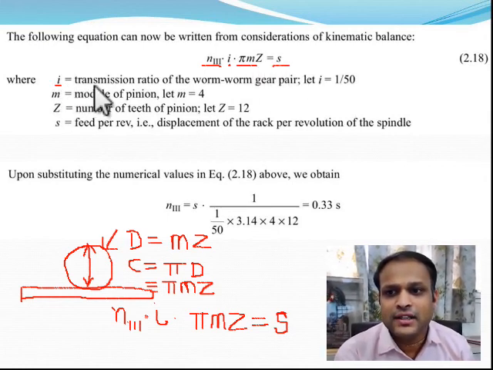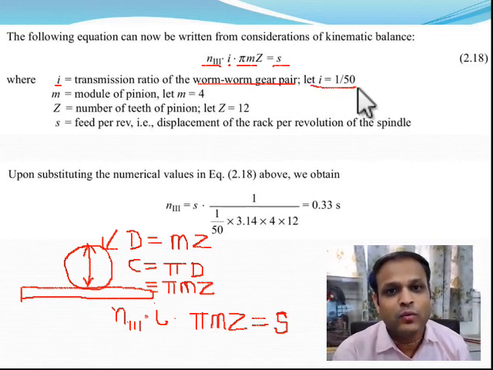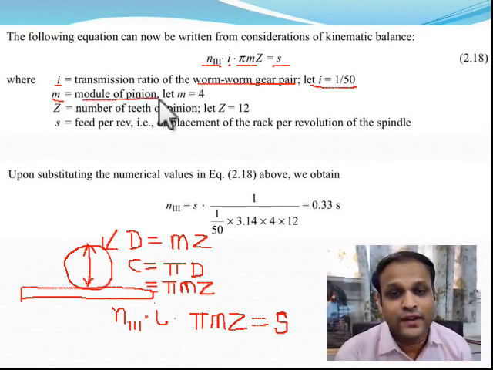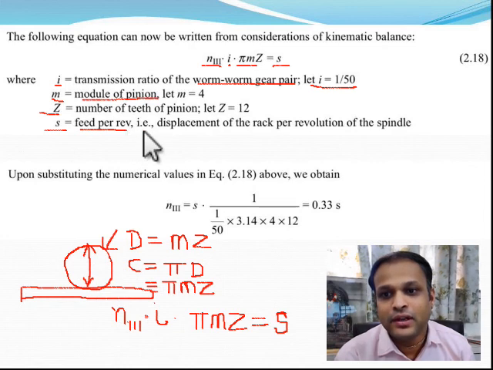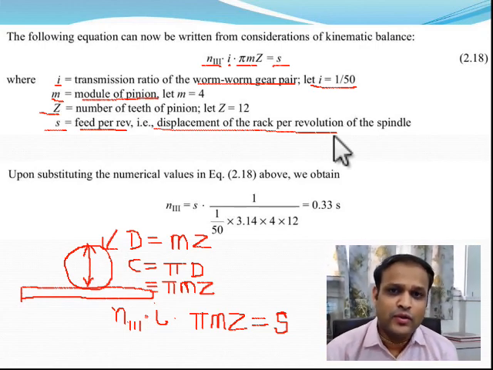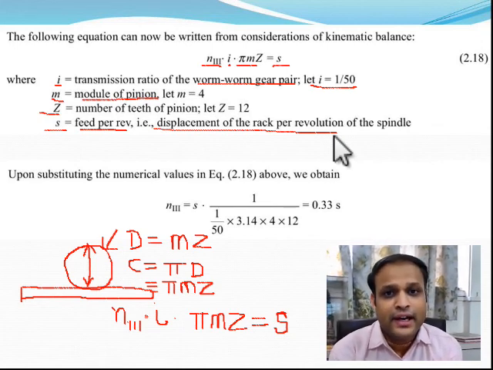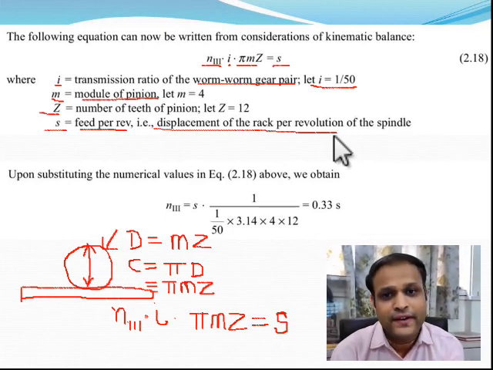Here I is the transmission ratio of the worm and the worm gear pair, and it is assumed to be 1/50. M is the module of the pinion of the rack and the pinion. Z is the number of teeth of the pinion, and S is the feed per revolution, that is the displacement of the rack per revolution of the spindle. So you must have noted that we have drawn the structural diagram considering the feed, and from the feed we need to back calculate what is the RPM at the third shaft of the feed box.